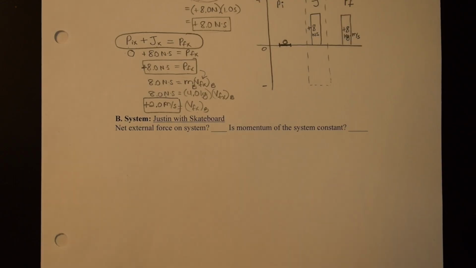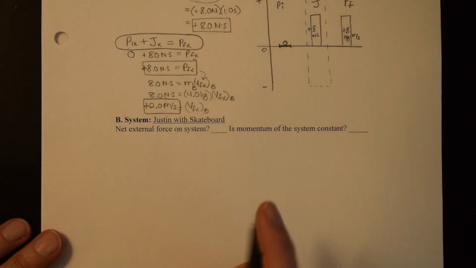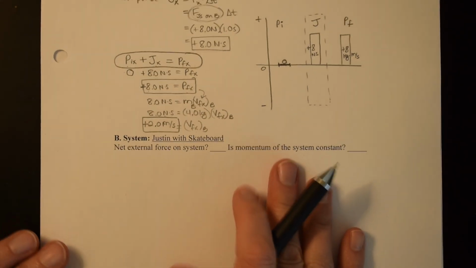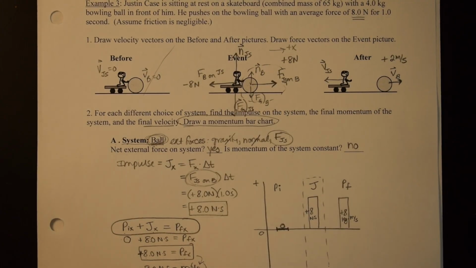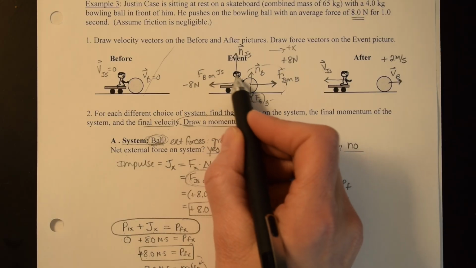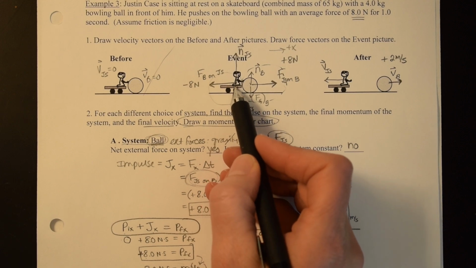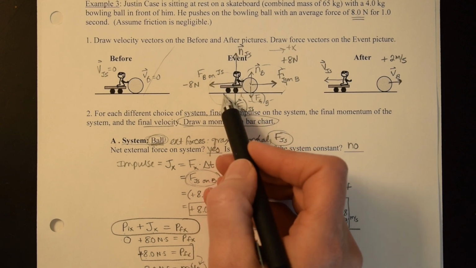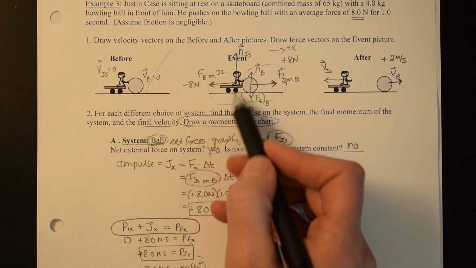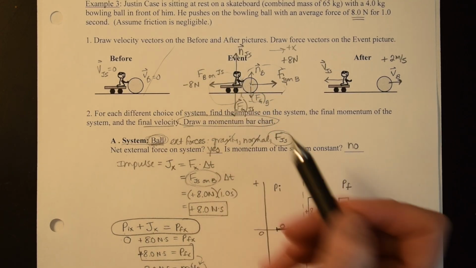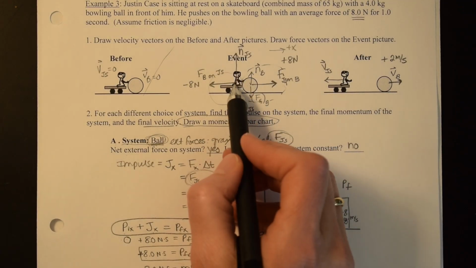Okay, in part B, we're defining the system as Justin with the skateboard. And we're always going to need to consider what the external forces are. So for Justin and the skateboard, this is our system. And the external forces are any force that results from an interaction with an object outside the system. So the normal force is an interaction with the ground. The ground is not in the system, so that's an external force.